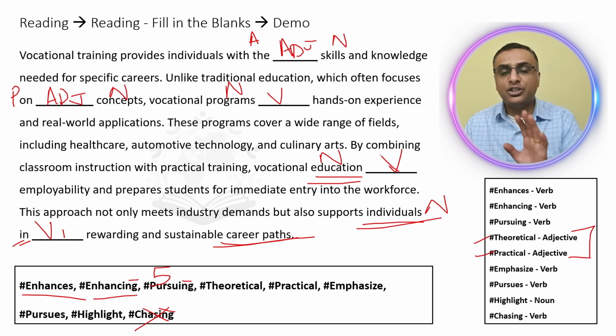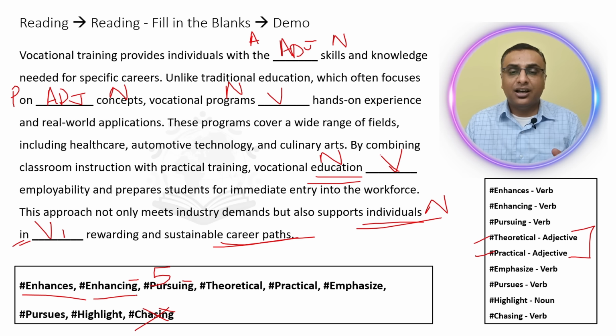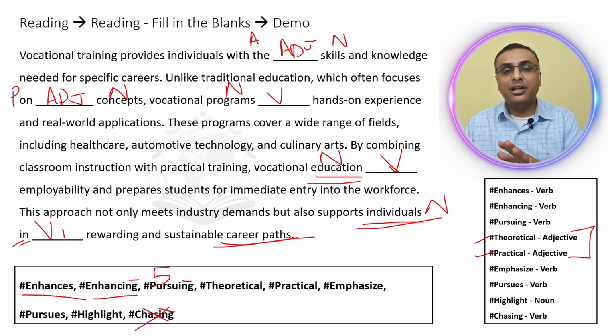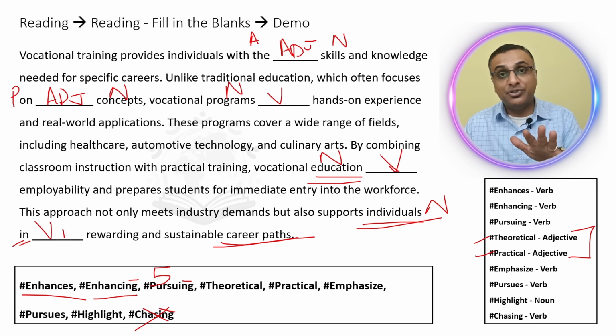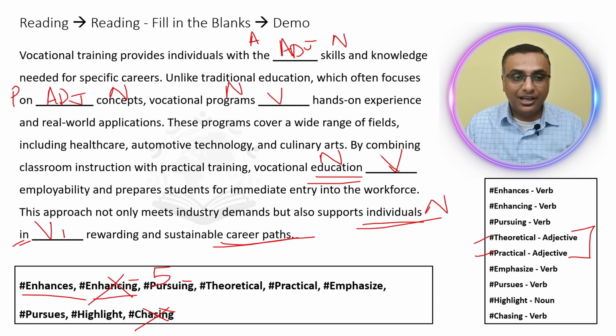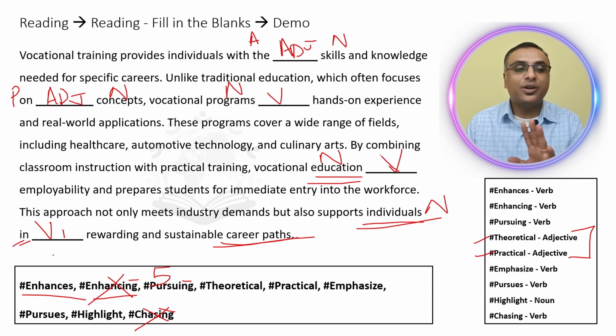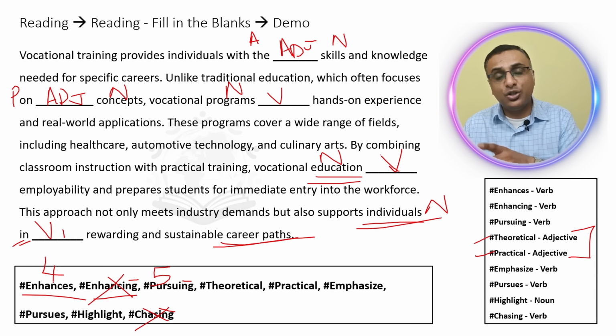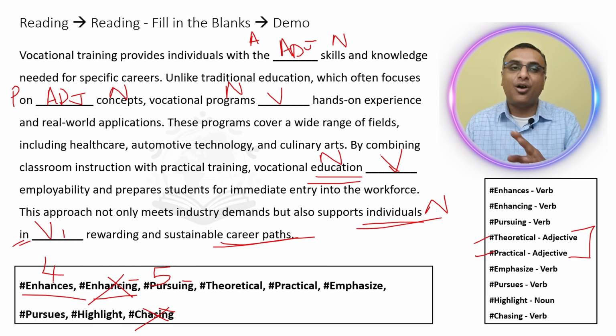Now, which word should be used over here? Is it enhances or enhancing? As per subject verb agreement, after the subject, meaning after the noun, you cannot put an ing. So enhancing can be eliminated. The word that you can use over here is always enhances. Vocational education enhances employability. So, this is your fourth option.